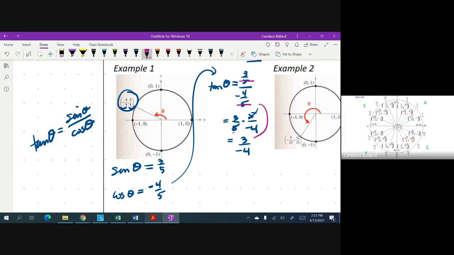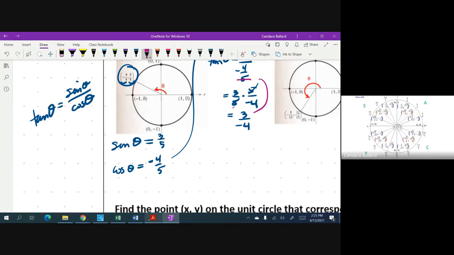All right. Now we've got to talk about the reciprocal identities, right? So we need to talk about the cosecant of theta. So what would the cosecant of theta be? Can you guys tell me in the chat? What do you think the cosecant of theta is?